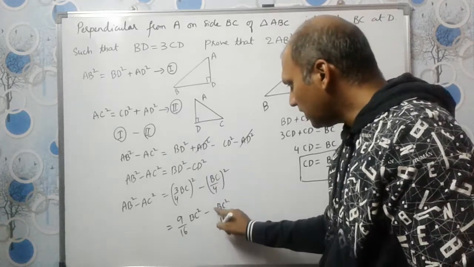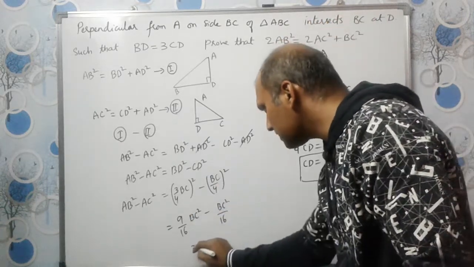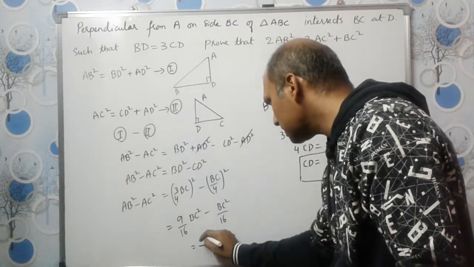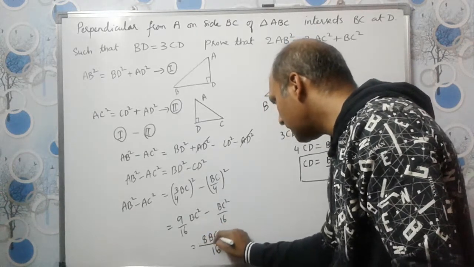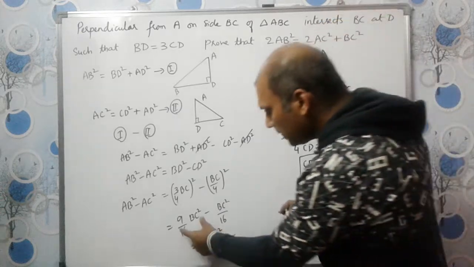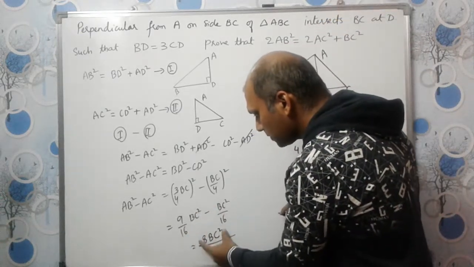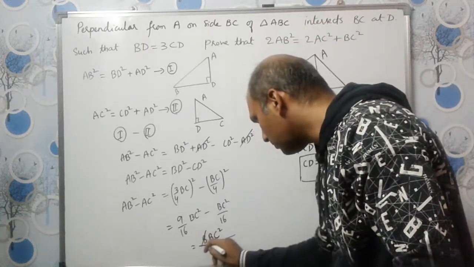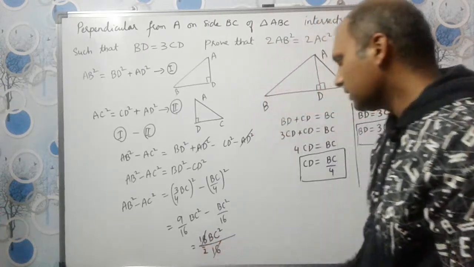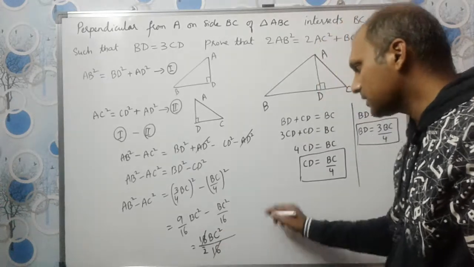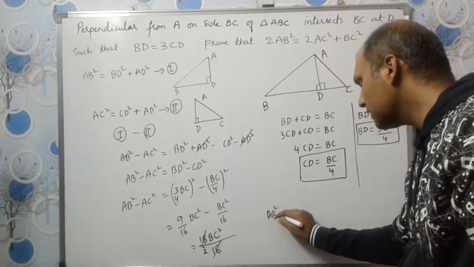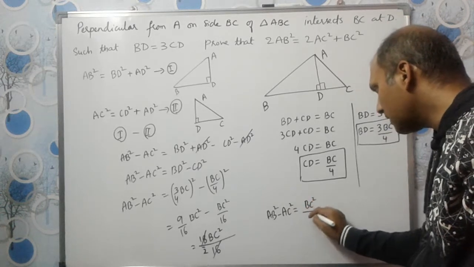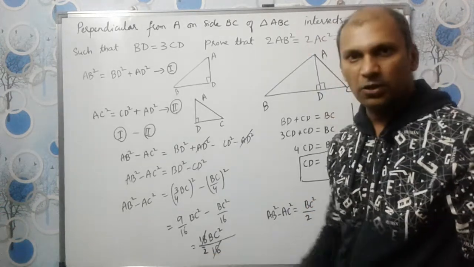Here we have 1 BC square. So denominators are same, so can we write this as 16? 9 minus 1 is how much? 8. So this will be 8 BC square, 9 BC square minus 1 BC square, I am writing directly 8 BC square. This will become how much now? 1 by 2. 8 1 is 8, 8 2 is 16. So finally we will have AB square minus AC square is equal to BC square divided by 2. 2 is there in the denominator.